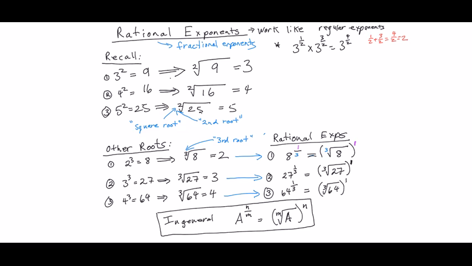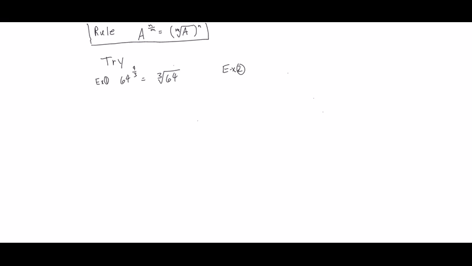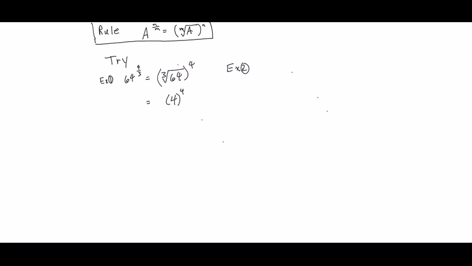Now that leads to some new problems. So we'll try the following. If I have 64 to the 4/3, I'm going to write this as the third root of 64 all raised to the 4. Simplifying the inside, we get 4. Make sure you leave your bracket around your result raised to the power of 4, which ends up as 256.